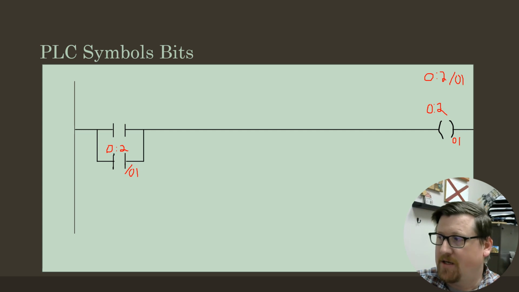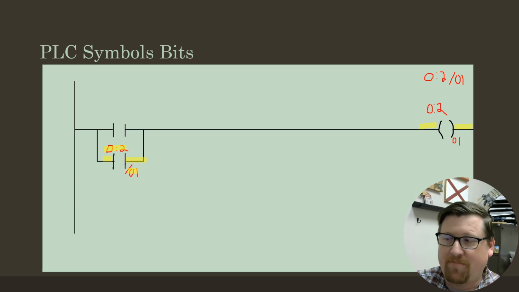anytime that this is true, what this examine if closed looks for is the thing at this address. So if I give this examine if closed an output address, then it will examine that output and see if it's on, and if it is on, then it is true and it will pass power through.